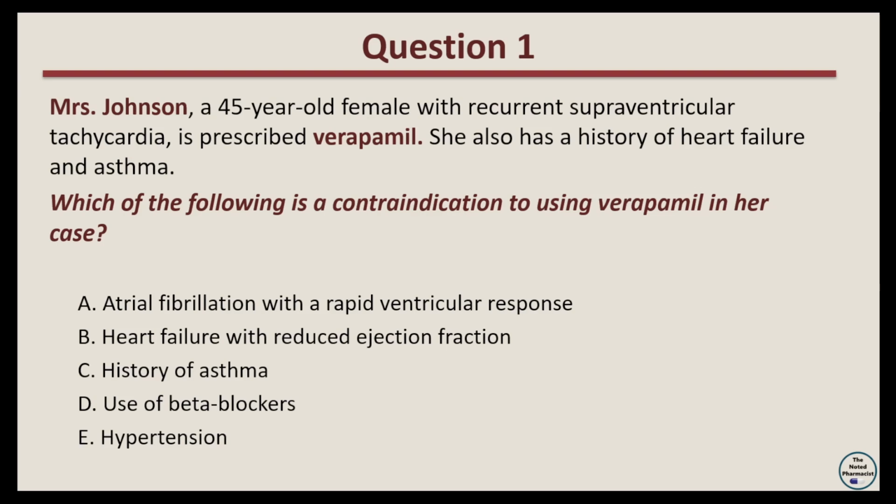Option A, atrial fibrillation with a rapid ventricular response. Option B, heart failure with reduced ejection fraction. Option C, history of asthma. Option D, use of beta blockers. Option E, hypertension.